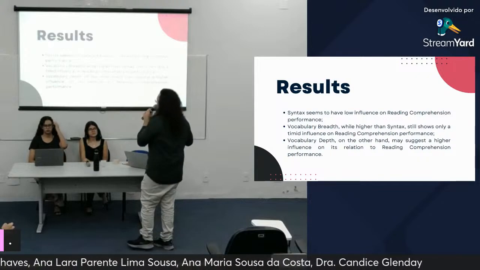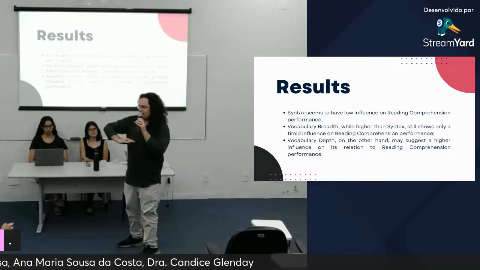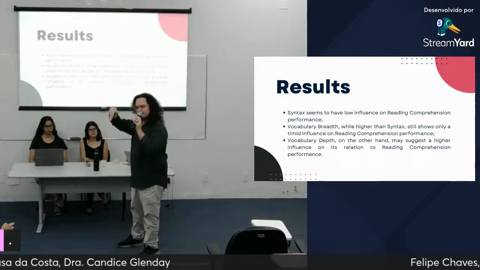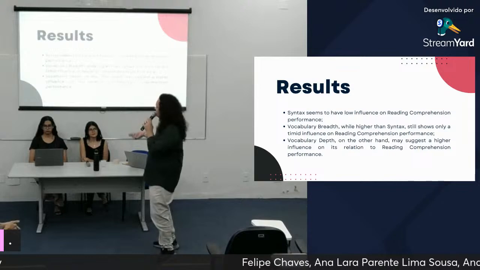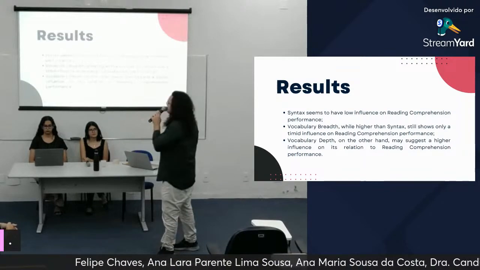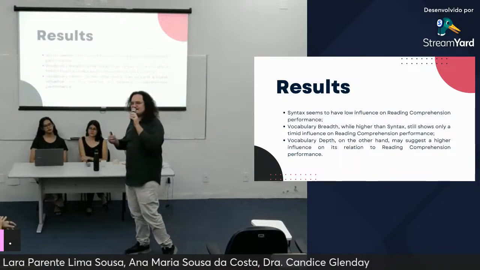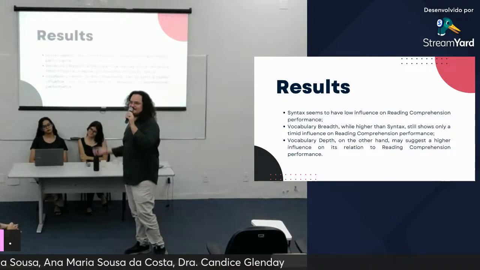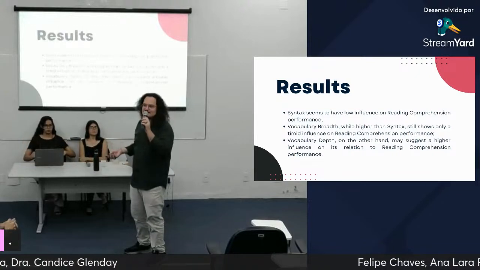Vocabulary breadth. So breadth and depth. Imagine breadth being horizontal, depth being vertical. Okay? Breadth, while higher than syntax in its influence, shows a timid one. It's not that it's not relevant, but there's not a lot of relevance there.